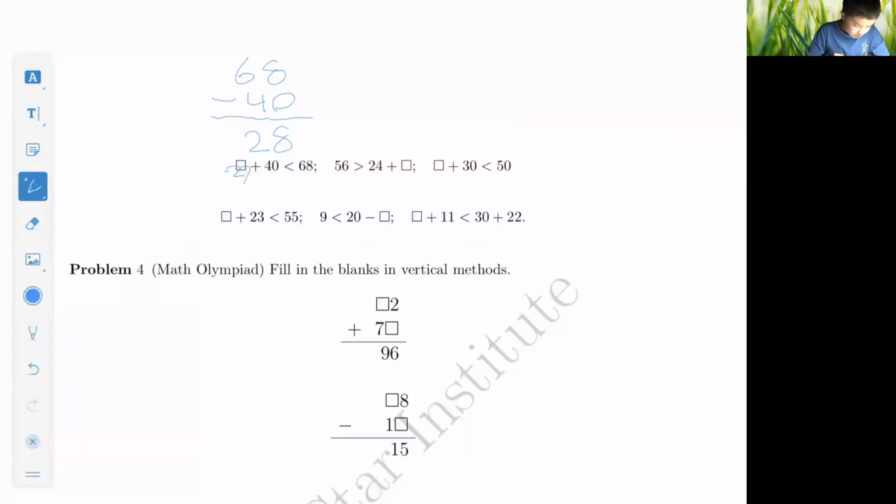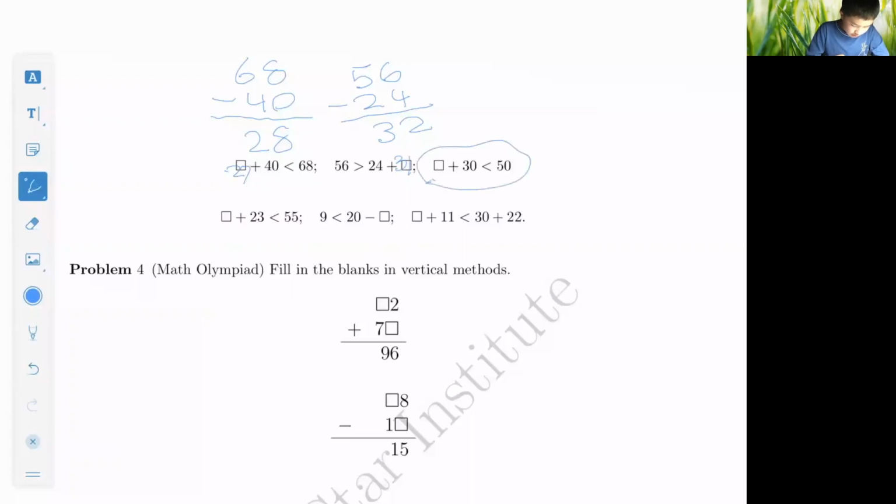For the next question, 56 is greater than 24 plus blank. So we should subtract 24 on both sides. 6 minus 4 equals 2. 5 minus 2 equals 3. For the same logic, this blank cannot be 32 because both sides will be equivalent. So it must be 31 because 31 is a little bit smaller than 32.